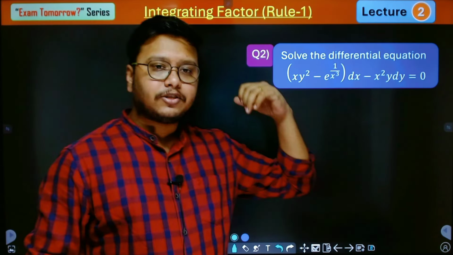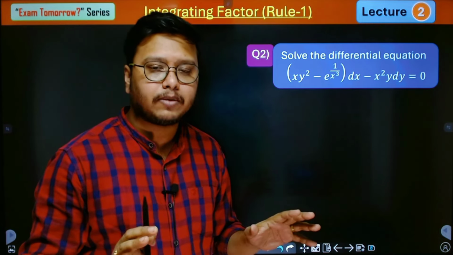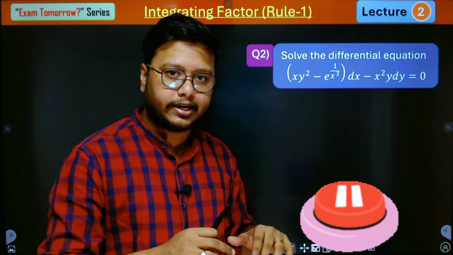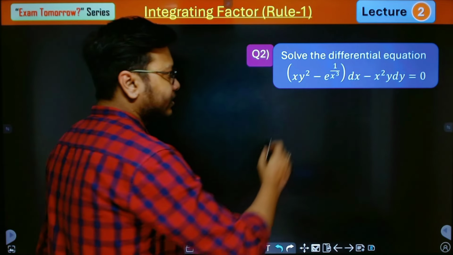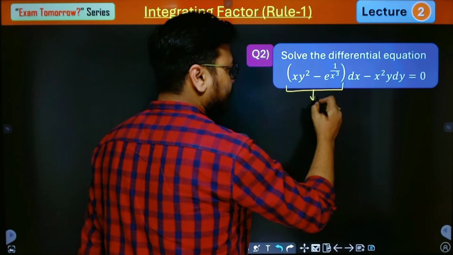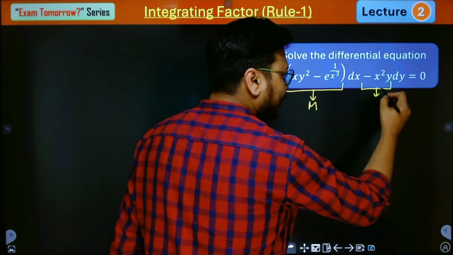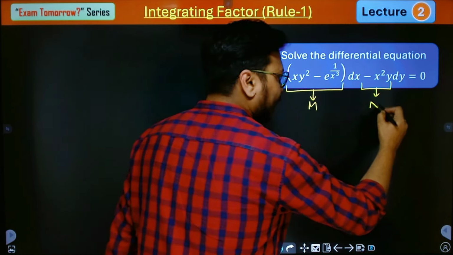Okay, so this is the question we are going to solve. So if you have understood the process, you can pause the screen here, try out the problem, and then check the answer later. Okay, so in this question, we can see that this is our M part, and including the minus sign, x square y is our N.